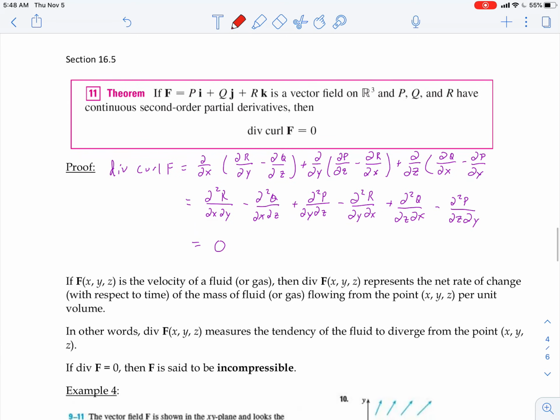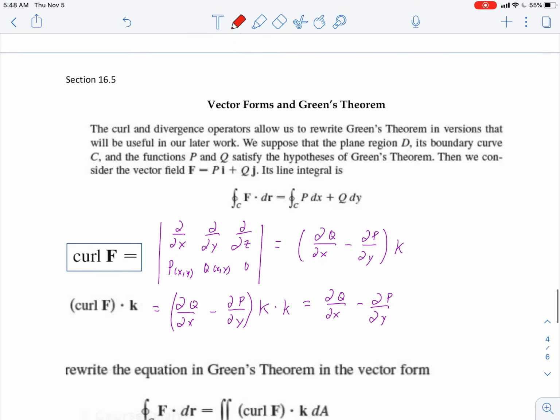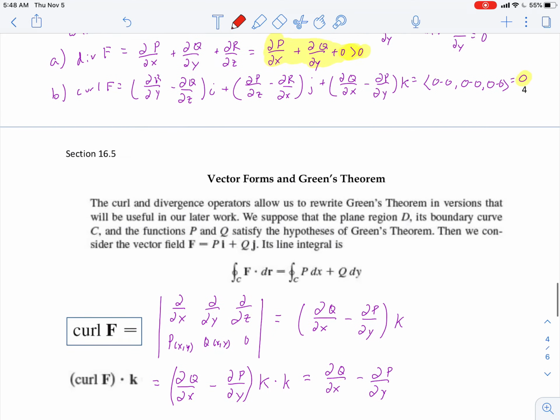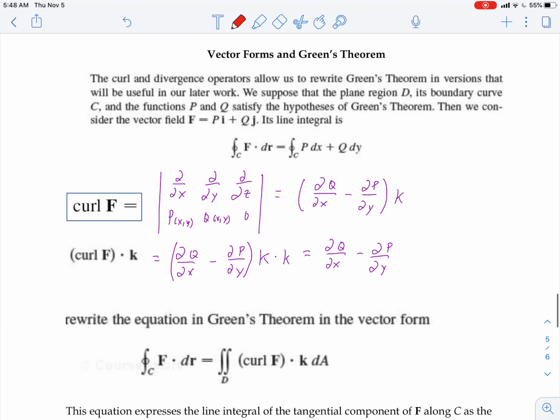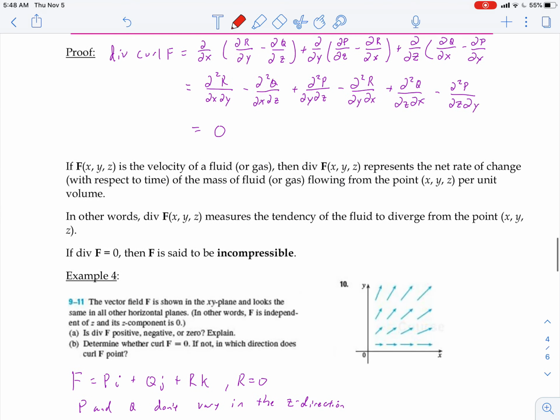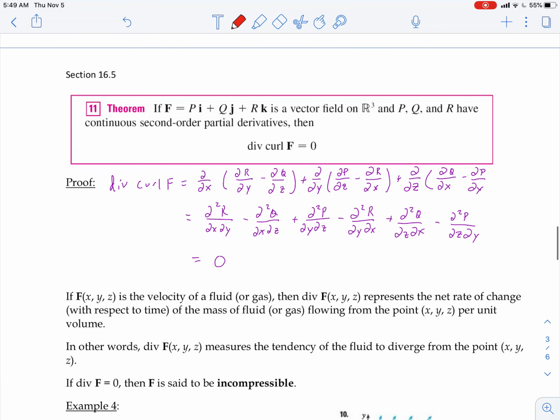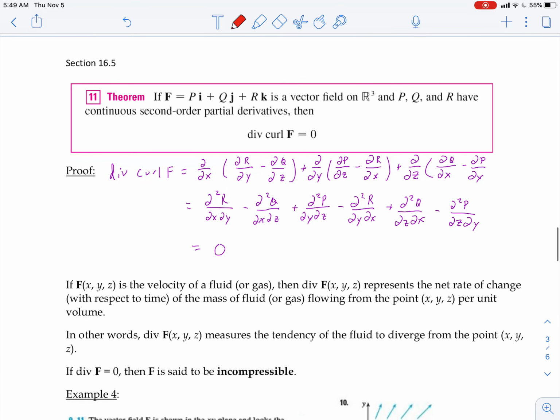Alright, we're going to combine these last two pages into one, because we're really not going to extend too far into Green's theorem today when we're talking about curl and divergence. But there's just a little extension.